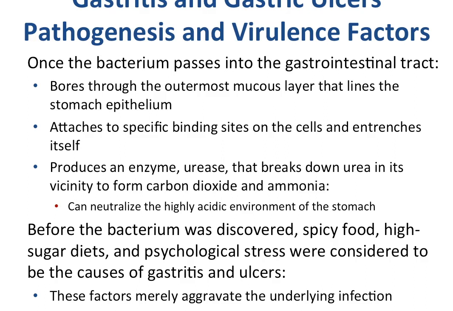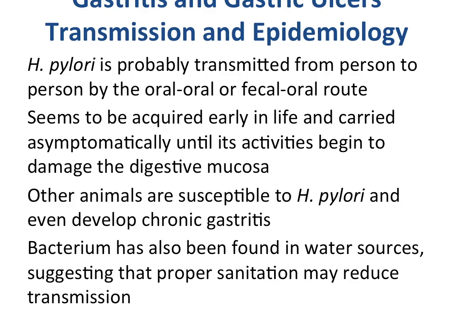Scientists also found that spicy food, a high sugar diet, and stress can also cause gastritis and ulcer. Helicobacter pylori is actually transmitted through the oral and fecal-oral route. The bacteria can damage the stomach mucosa.